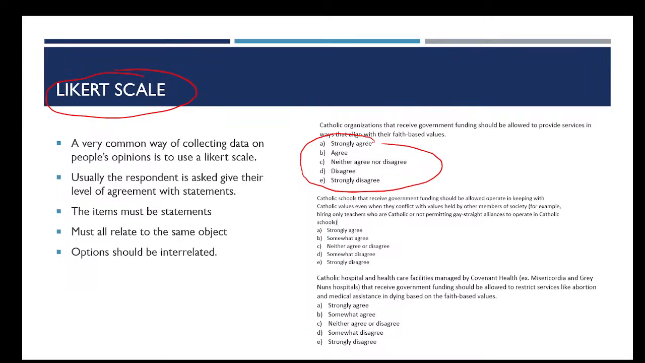They're a really good tool, and they're a good tool for a couple of reasons. People use them a lot because they're really simple. Usually you're asking the respondent to give their level of agreement with a statement. The way you use something like this, right? So strongly agree to strongly disagree, the items have to be a statement, so you're generally going to put it as some kind of statement.